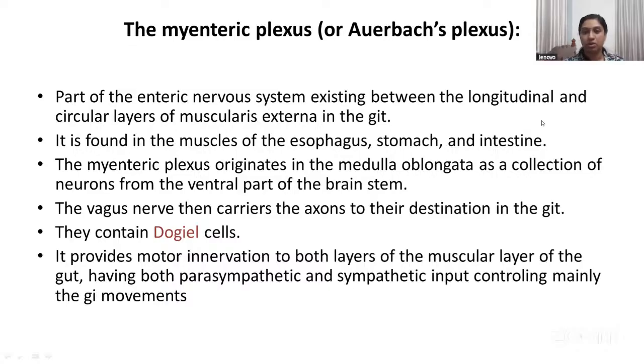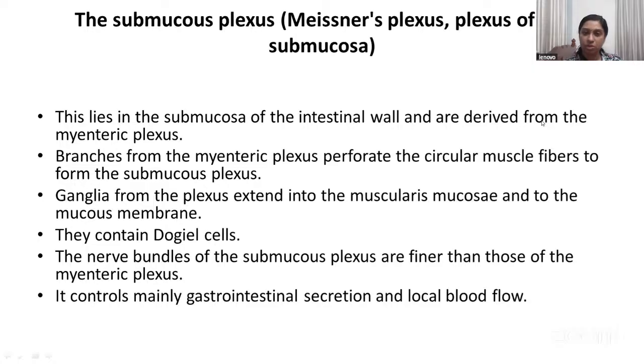Okay. So, coming to the submucous plexus or the Meissner's plexus, it is also a subdivision of the myenteric plexus. It lies in the submucosa, the inner part of the intestinal wall, and is derived from the myenteric plexus itself. The branches from the myenteric plexus perforate the circular muscle fibers to reach the submucosa and form the submucosal plexus. And the ganglia from the plexus extend into the muscularis mucosae and to the mucous membrane. They also contain glial cells.